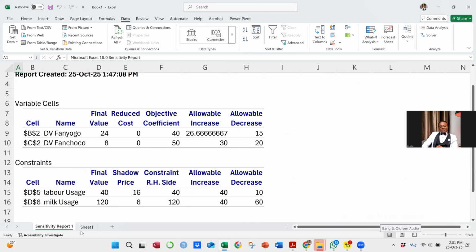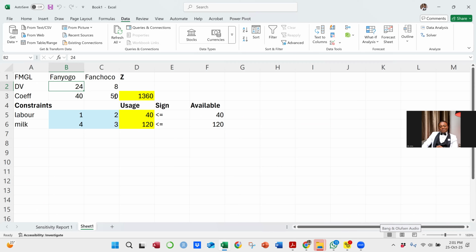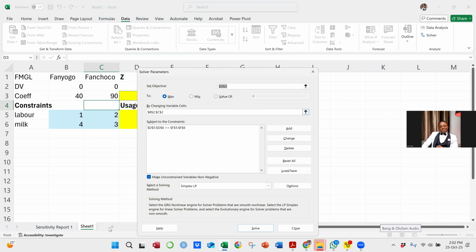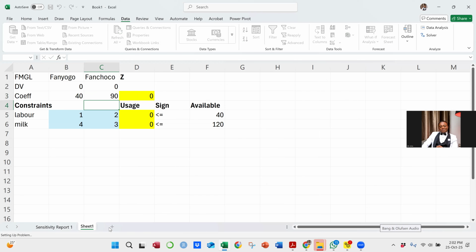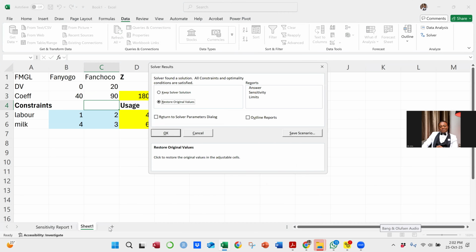Let's go to our Excel. In this Excel, I'm going to maintain the 0 value for this, and then I'm going to increase the fan choco to 90, just to make a point. Okay, I'm going to increase the fan choco to 90, and then I'm going to run the whole model again. So watch what happens. I'm going to solve, and I'll create another sensitivity report. It's going to be sensitivity report 2.